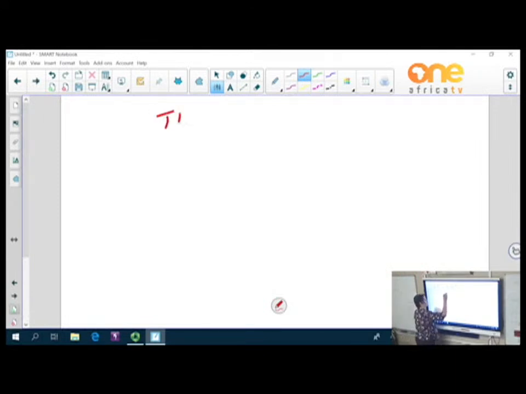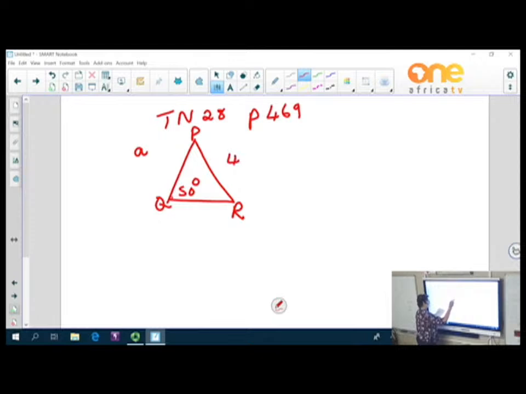Now we're going to look at the next one where we are finding the angle now. So this is now try now 28. And we are busy on page 469. Right, the first one there, I draw the picture. This is triangle PQR. PQ is 4 centimeters. QR is 5 centimeters. Find angle P.